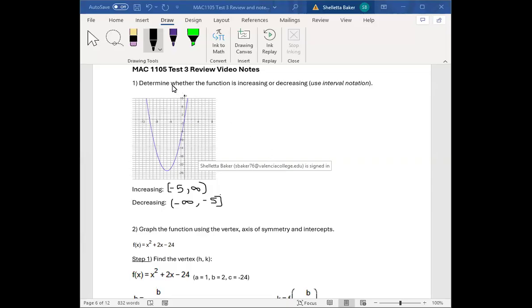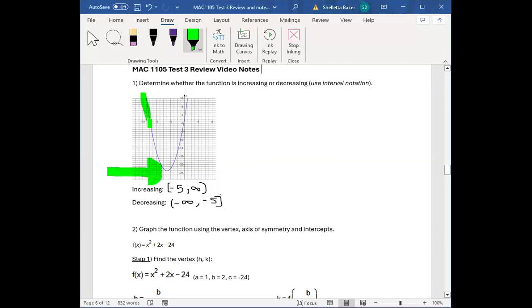All right, this is our review for the MAC 1105 Test 3. Question number 1, determine whether this function, you see the blue parabola, is increasing or decreasing, and we want to use interval notation. When you are observing these parabolas, you want to interpret them from left to right.